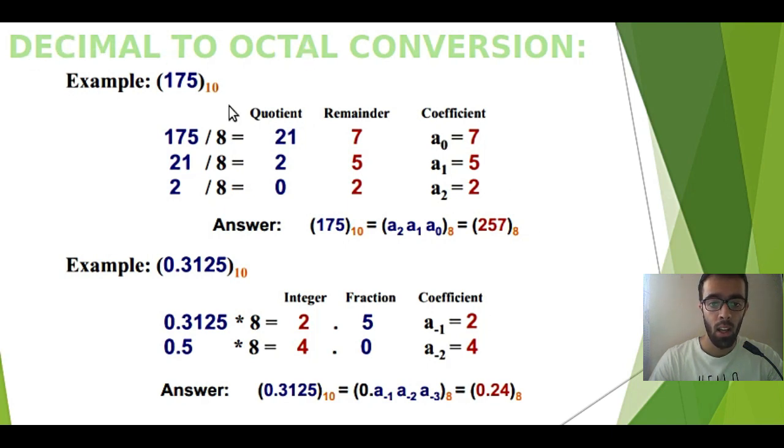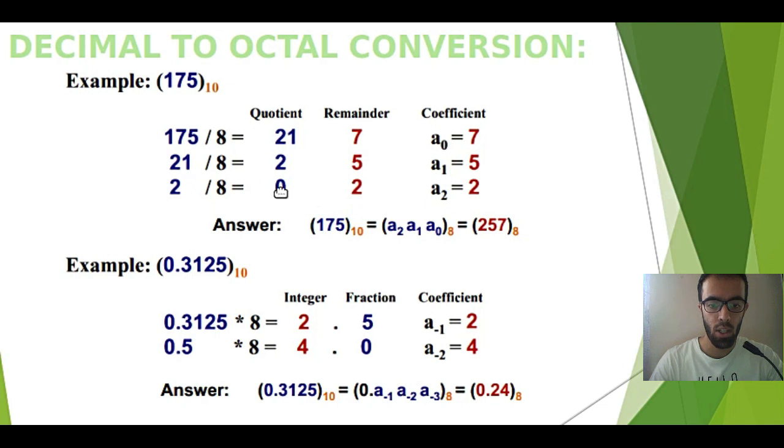Let's consider 175. In order to convert it to an octal number we start dividing by 8. So 175 over 8 you get 21 as a quotient and a remainder of 7. We take this quotient, then divide it by 8, we get 2 and a remainder of 5. Then we get the 2 divided by 8, we get a quotient of 0 and a remainder of 2.